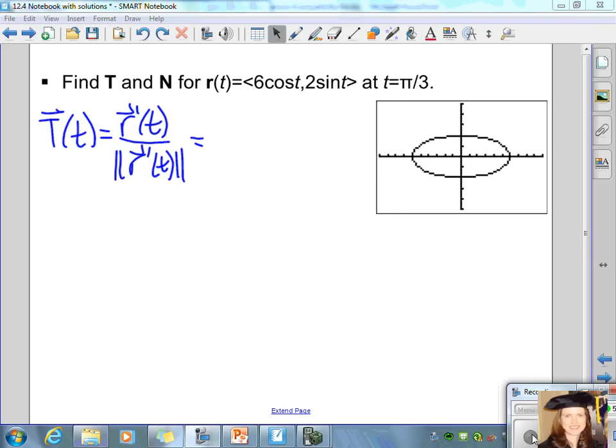In this video, I'll be going over examples of finding the unit tangent vector and the principal unit normal vector. For this one, find those for r of t, which is equal to the vector with components 6 cosine t, 2 sine t, at the time t equals pi over 3. You can pause the video now and work on the solution to this, and then come back to the video to check your solution.